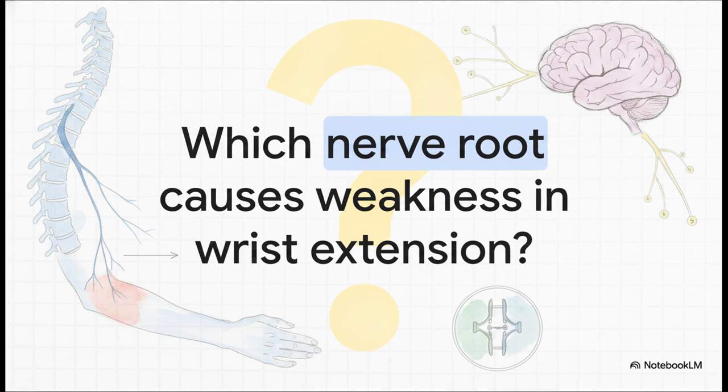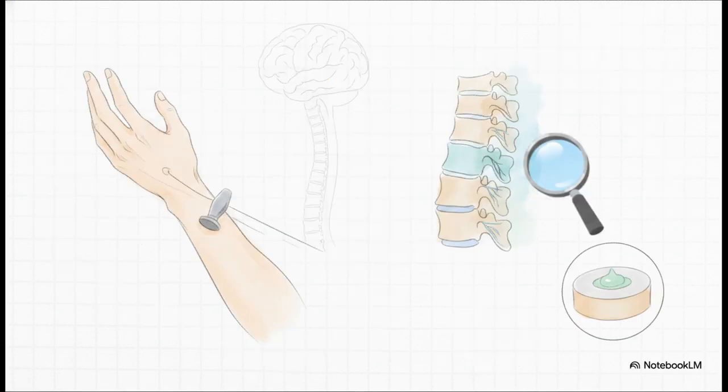In neurology, we know these aren't just random symptoms. They are perfectly precise diagnostic breadcrumbs. They point directly to exactly one compromised nerve root. So which one is it? It is the C6 nerve root.